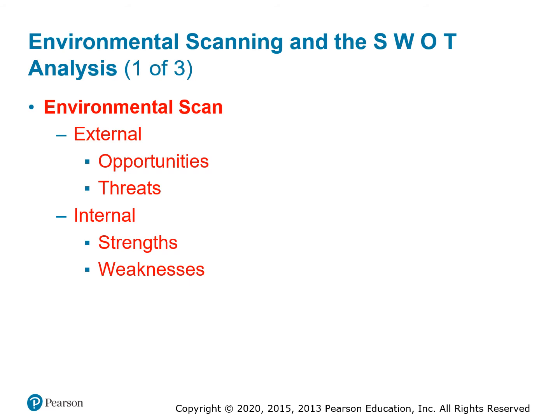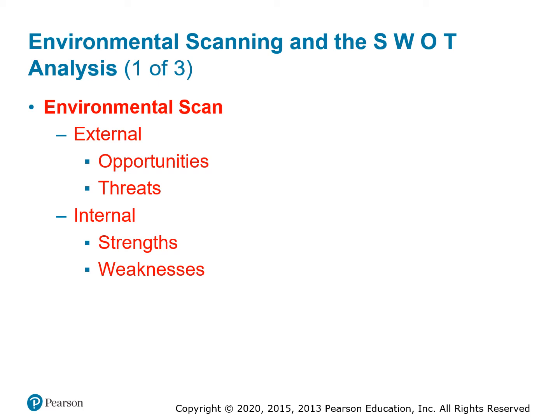The second step in developing international strategies is the environmental scanning and the SWOT analysis of the firm. One leading tool in global business is the SWOT analysis. I want to emphasize at this point that all business students should know the SWOT analysis very well. SWOT, S-W-O-T, is an acronym for strengths, weaknesses, opportunities, and threats.